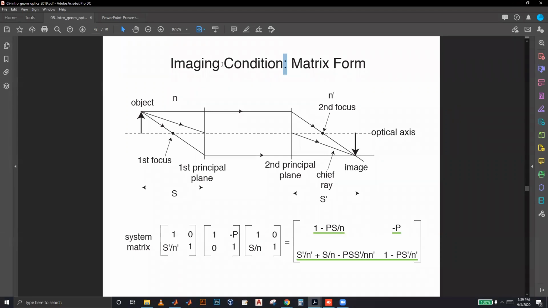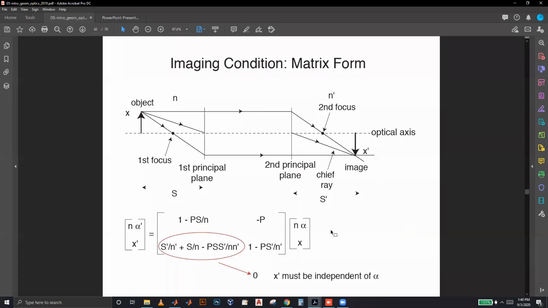So what is the imaging condition? What do we need to do to get a proper image? So we have this term, right? And what we see is, this is what the equation looks like. The output matrix equals the system matrix times the input matrix. Now we can just look from a mathematics point of view. If you do the matrix multiplication, what will happen?